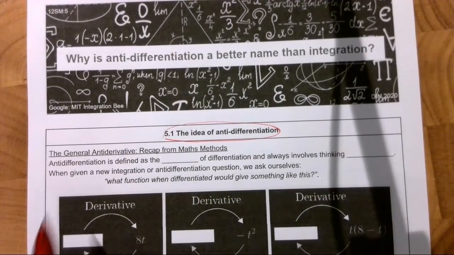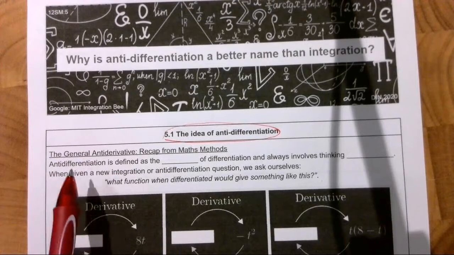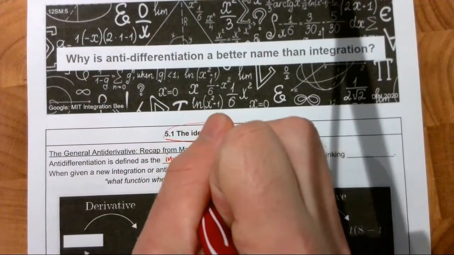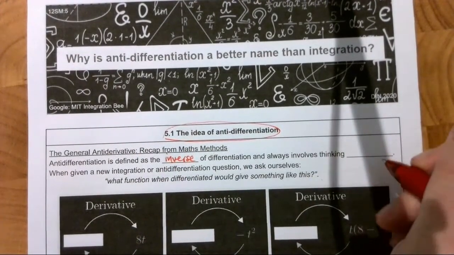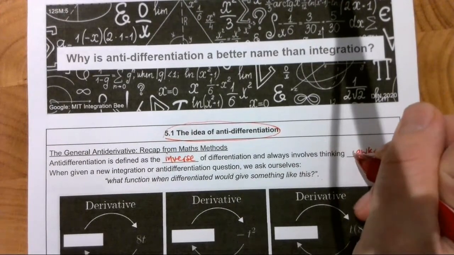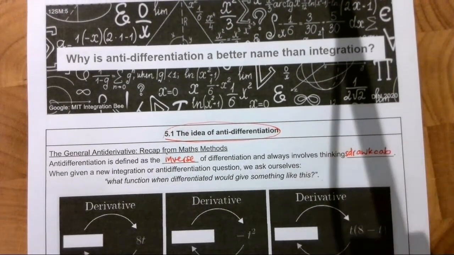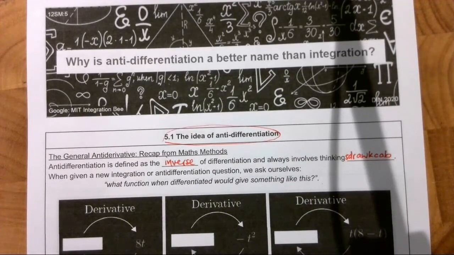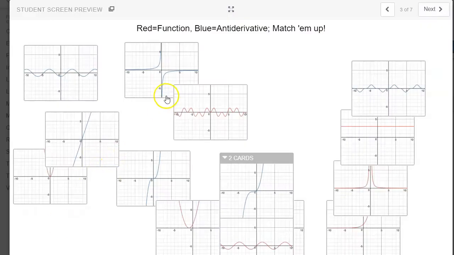So, anti-differentiation, the clue is in the name here. The definition of anti-differentiation is that it's the inverse process of differentiation, and it always involves thinking backwards. And when you did that Desmos activity just now, what I hope you realized as you were doing it is that whilst you're trying to do the matching and move from the red to the blue, what you actually have to do is kind of reverse it and start with the blue and then go to the red.